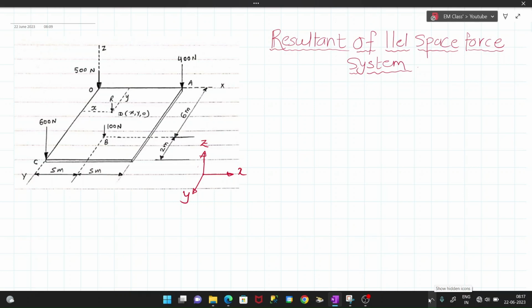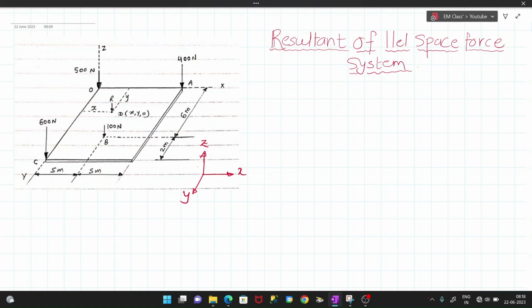Hello all. Today we are going to see how to find out the resultant of a parallel force system. In a parallel force system, first you have to think about how the axes are going. You can draw a short figure like this to know how the axes are going, because generally in problems the axis position will change every time. So here in this problem, we have the x-axis in this direction, y in this direction, and z in this direction.